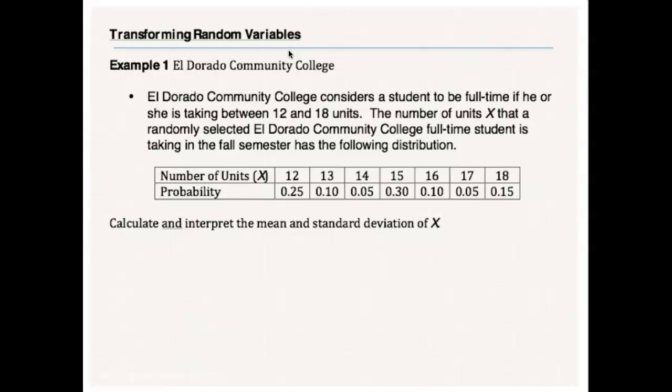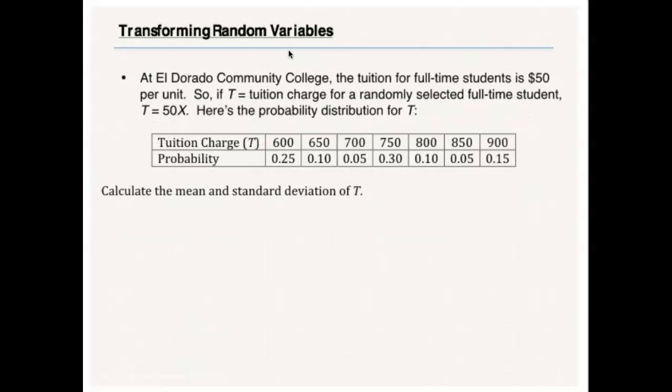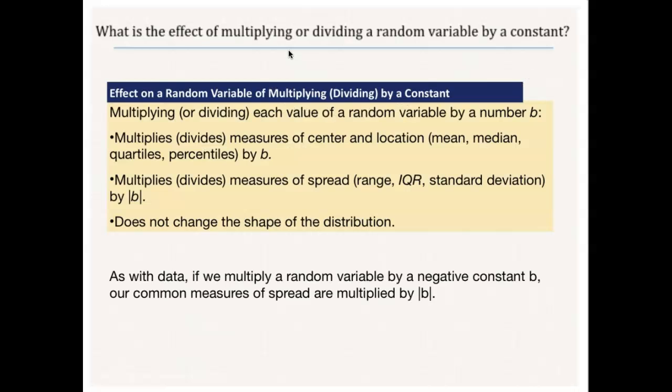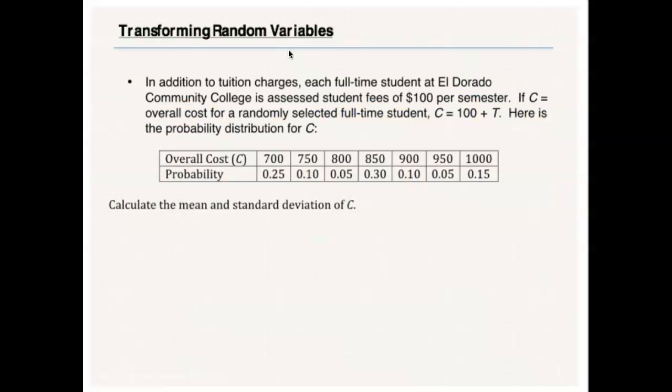So first thing we did was convert it to tuition, and that was by multiplying it by 50, and we computed the mean and standard deviation of tuition, and we found that a multiplier will impact both measures of center and measures of spread, and you would multiply the mean and the standard deviation by that factor to get the new mean and the new standard deviation. And then we did an addition.